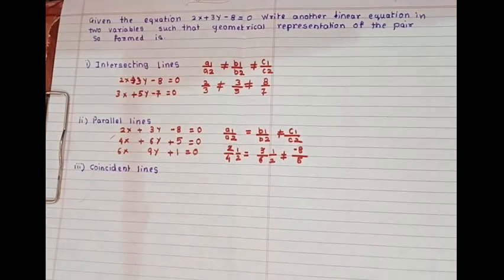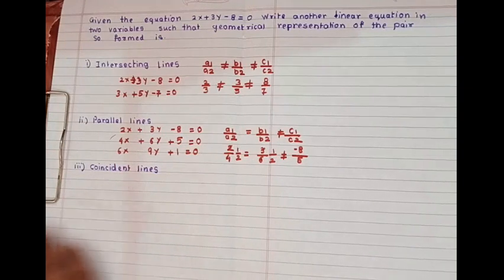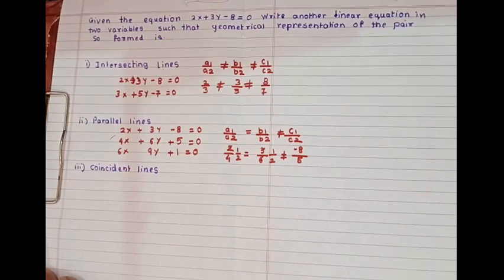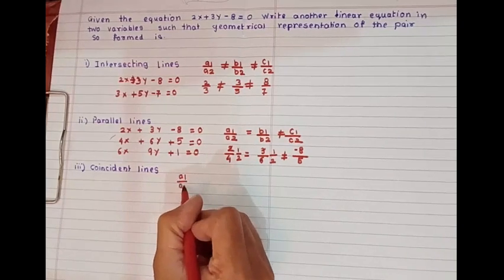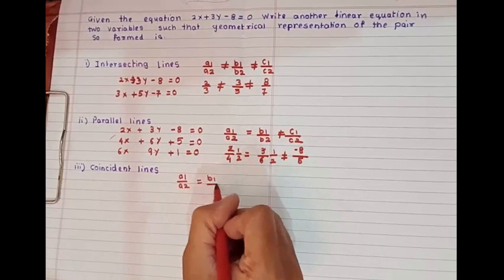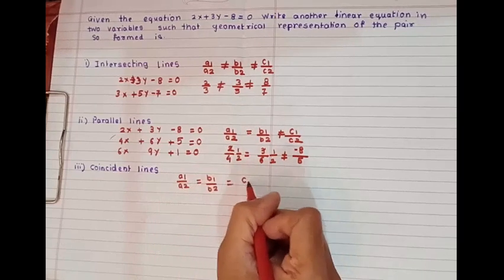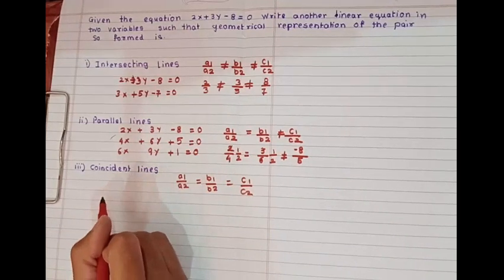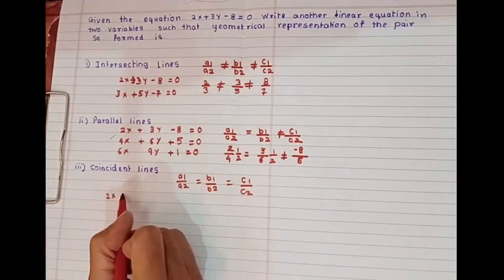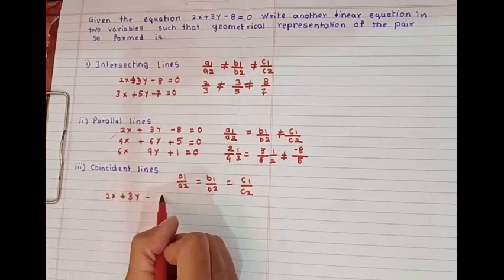This is also a pair of parallel lines. Which are the coincident lines? Coincident lines are where all the three ratios are equal. So you get a1 upon a2 is equal to b1 upon b2 is equal to c1 upon c2. So I can write here 2x plus 3y minus 8 is 0.